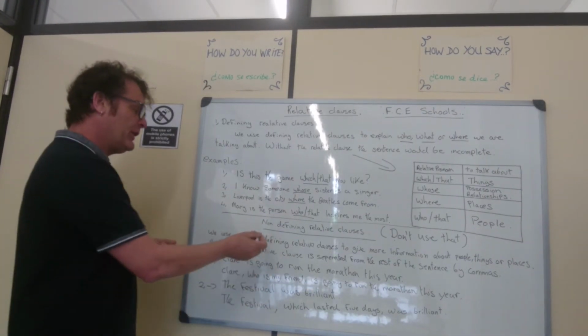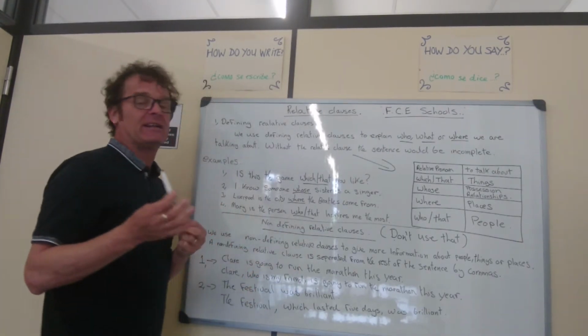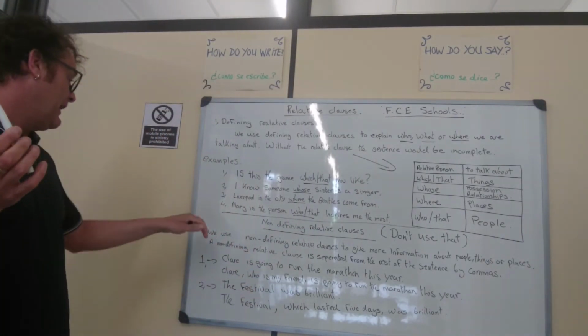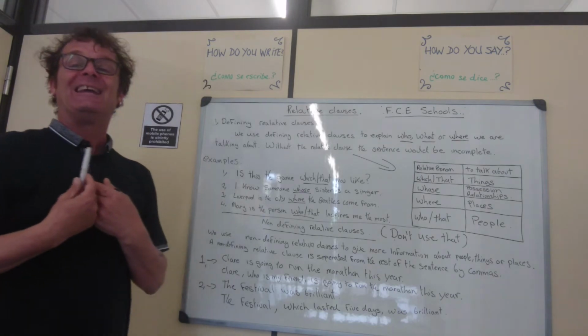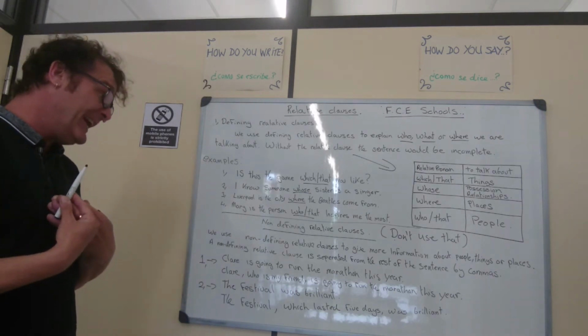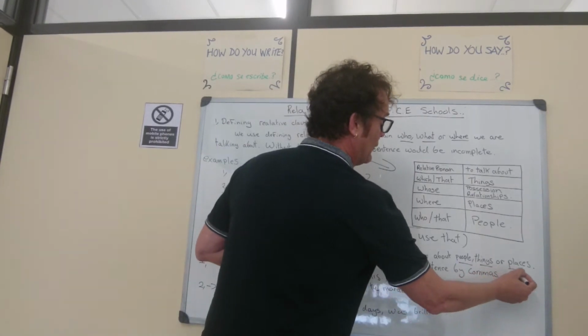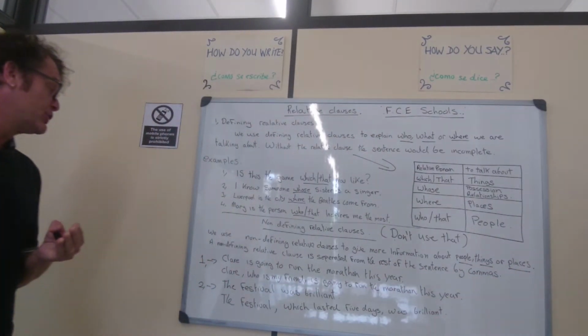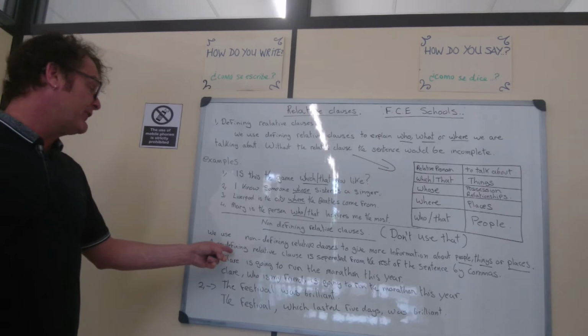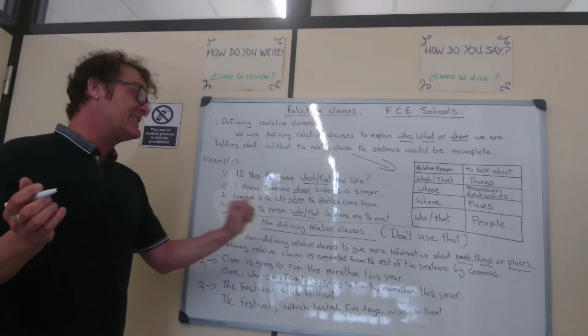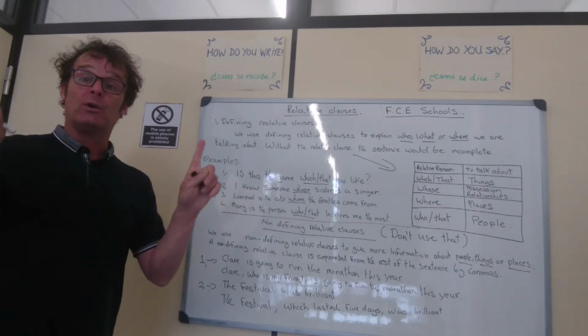Now, a non-defining relative clause is slightly different. A non-defining relative clause gives more information about the people, the things, or the places that we are talking about. A non-defining relative clause is separated by commas. We know what the commas are.